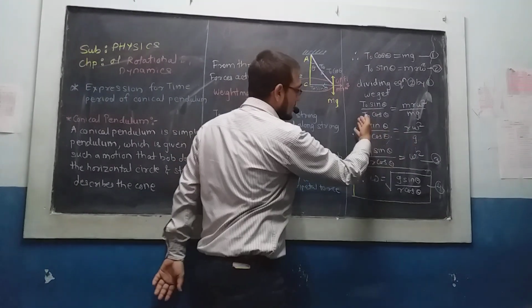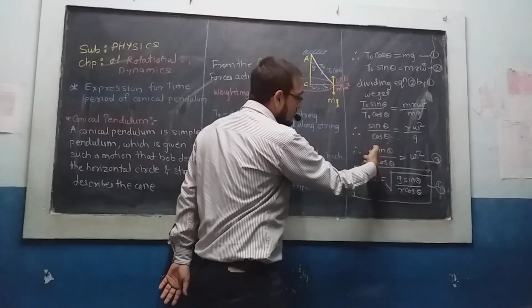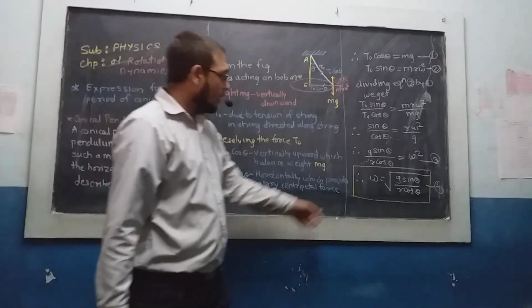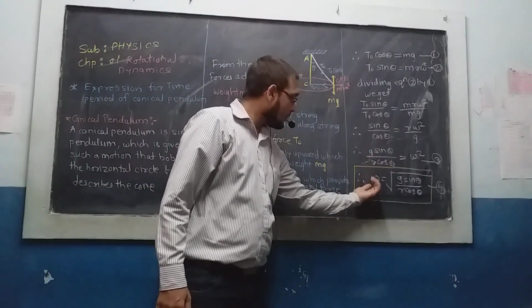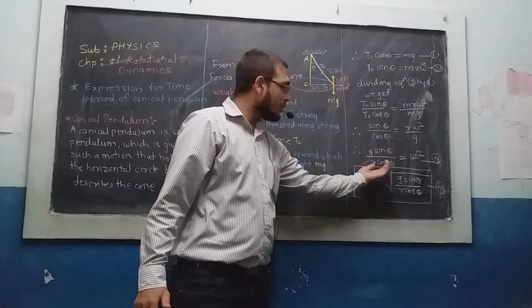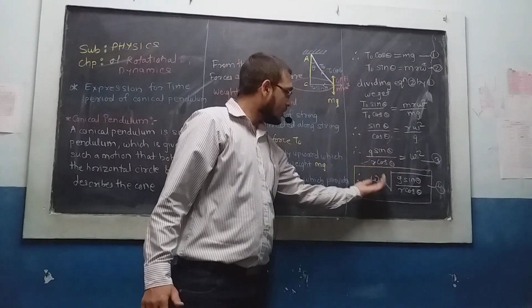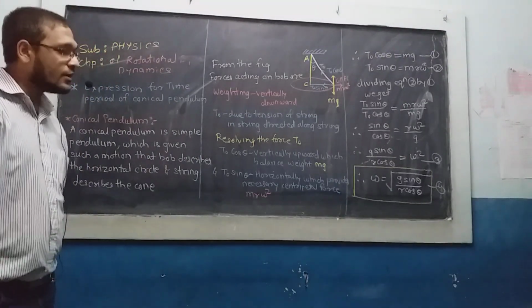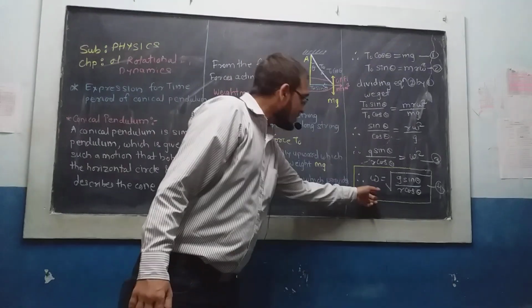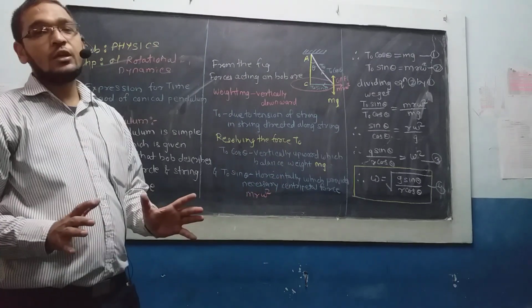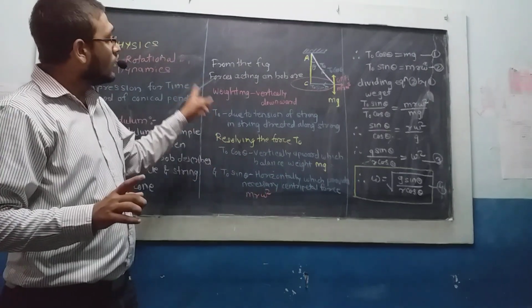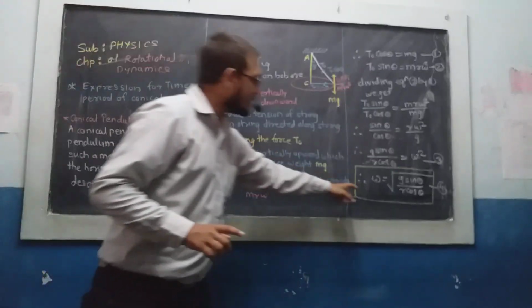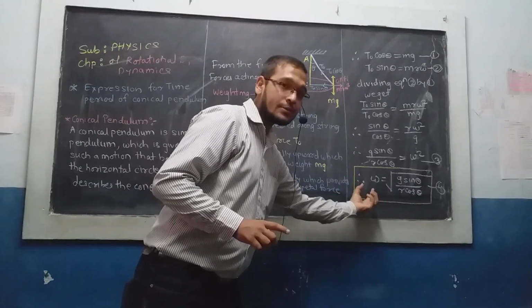Now take this g this side and r here, so we get g sin theta upon r cos theta equal to omega square. Now just interchange, so what we get? Omega square equal to g sin theta upon r cos theta, and if you take the square root of it, we get omega equal to under root of g sin theta upon r cos theta. This is the expression for angular velocity of a conical pendulum. Okay, this is the expression for angular velocity because omega is an angular velocity.